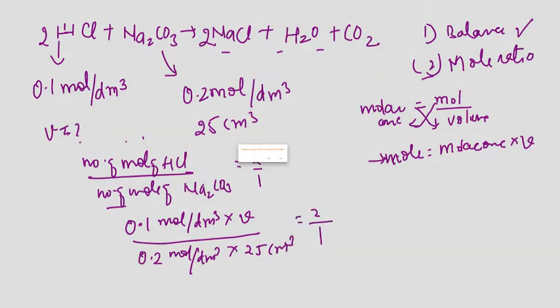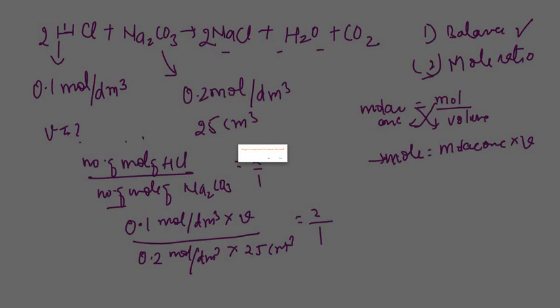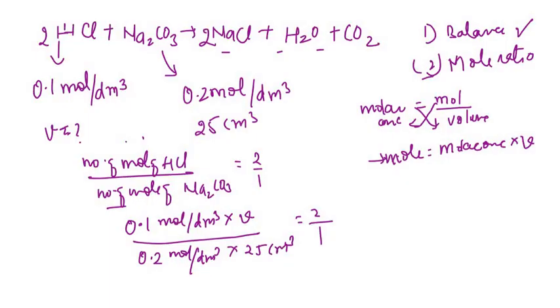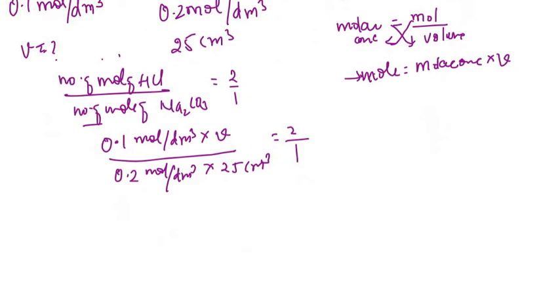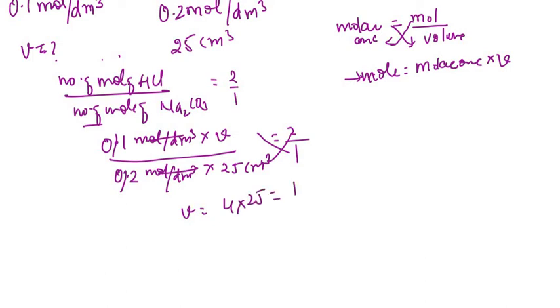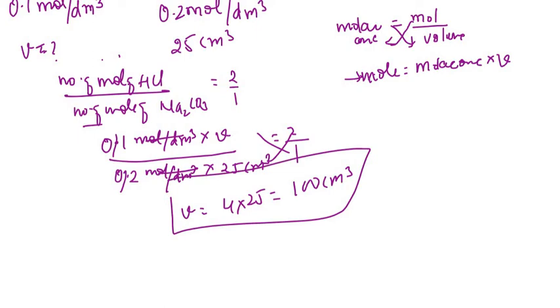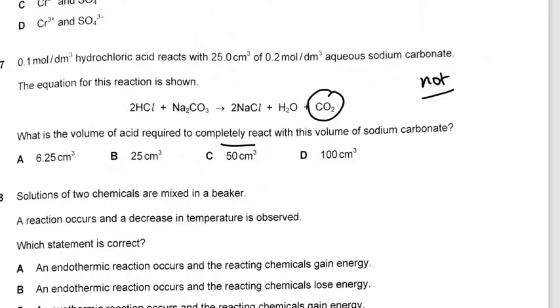Now you can ask me why I'm not converting into decimeter cube. Because anyway it's going to cancel out, right? So I'm not going to convert it. We will just cross multiply. So it will be 4 into 25, which is 100 centimeter cube. Let me know in the comment box if you have any doubt and I'll explain again. So option number D is correct.